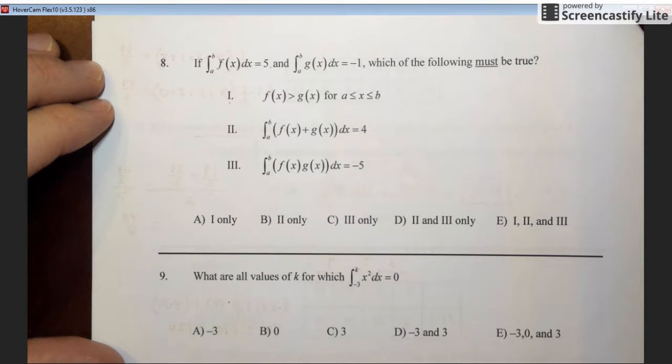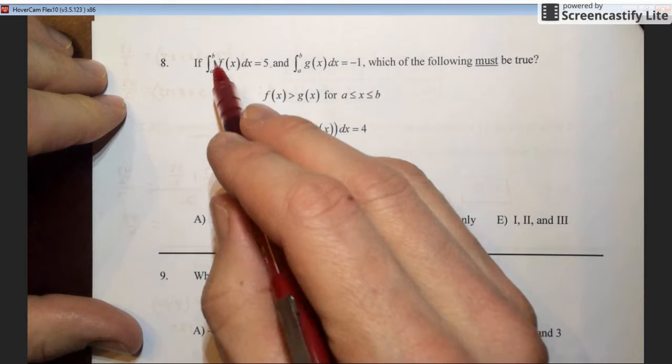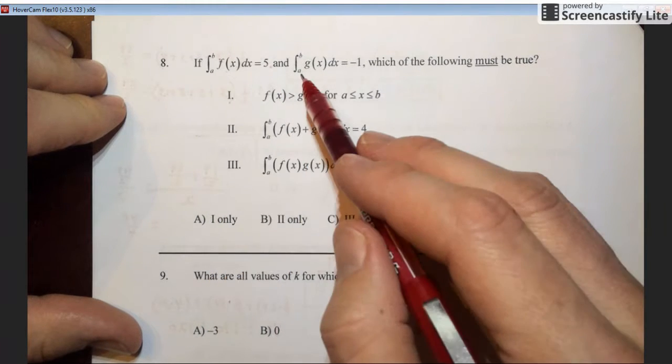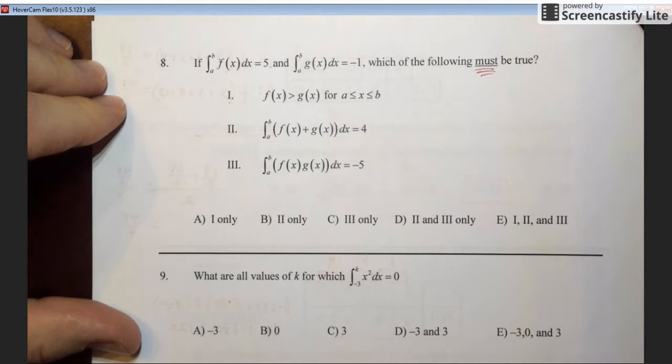Okay, we're now into the third video. We're getting into the properties section of the study guide. For problem number 8, we know that the integral from a to b of f is 5, and the integral from a to b of g is -1. We're asked which must be true.